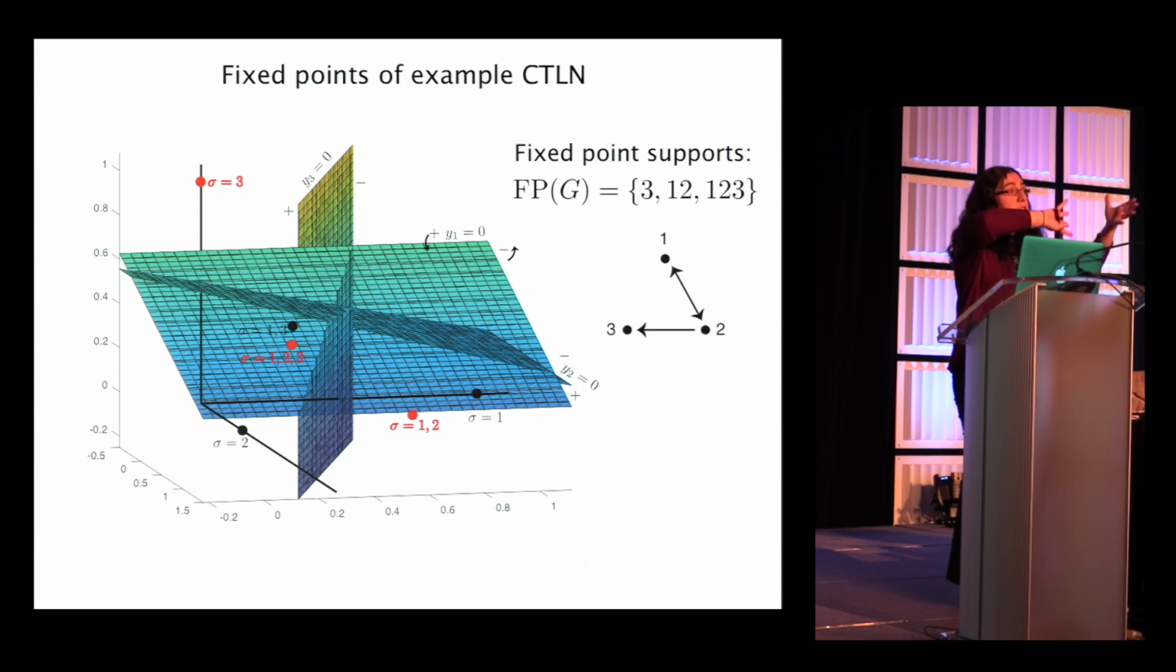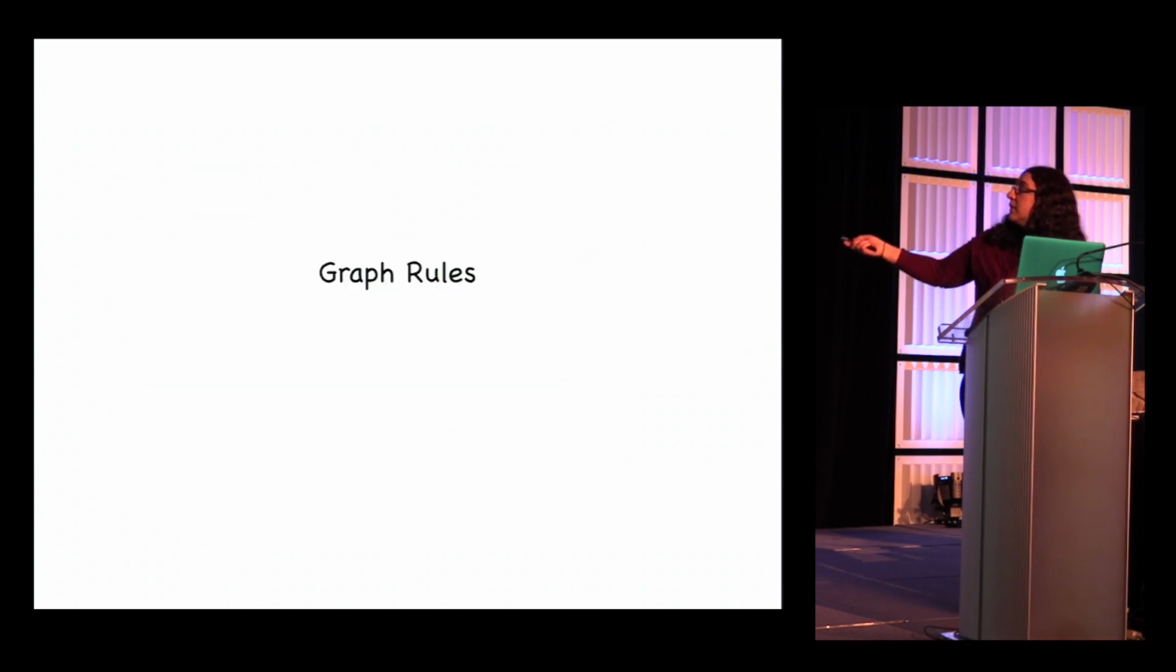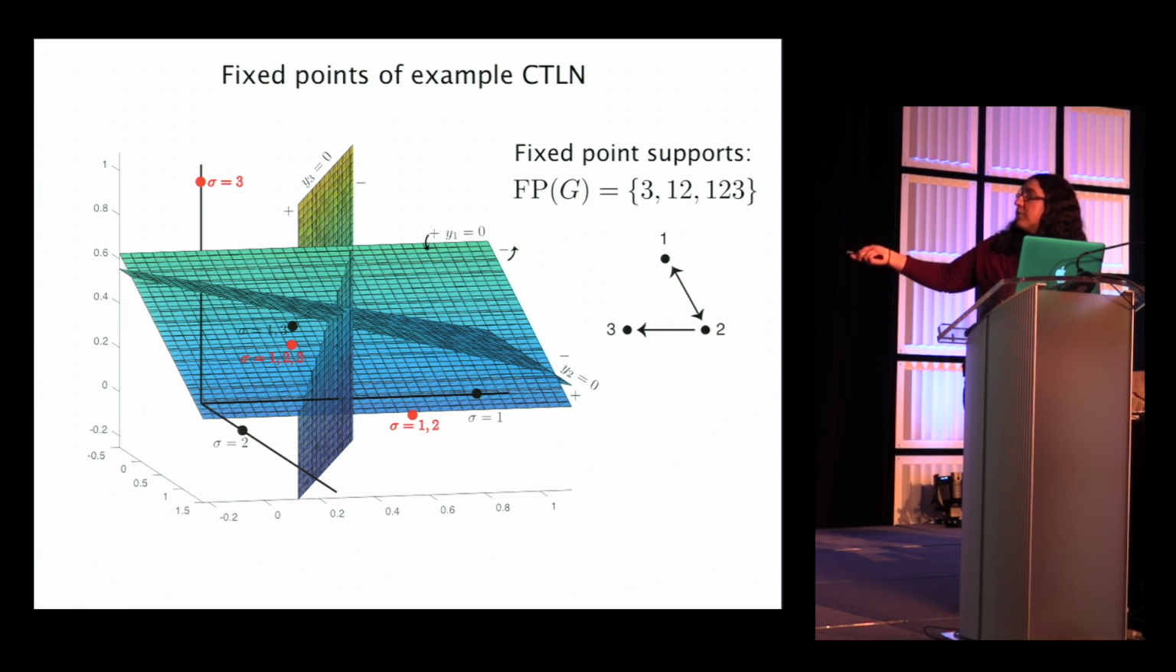So they're fixed points of one of the linear systems, but they're not sitting in the appropriate chamber, and so they're not fixed points of the whole network. And so I can work out that my fixed point supports are 3: I have a fixed point supported on that sink, I have a fixed point supported on this clique, 1, 2, and I have a fixed point for the full support. 3 fixed points, okay?